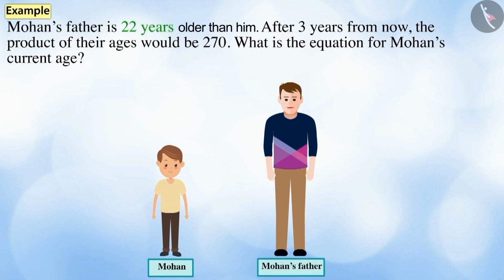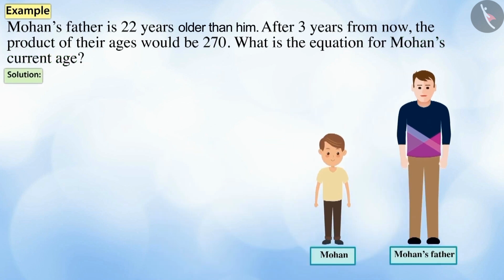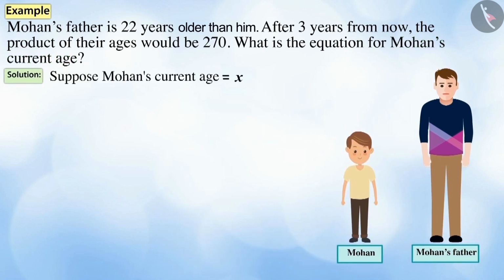Mohan's father is 22 years elder to him. After 3 years from now, the product of their ages would be 270. What would be the equation for Mohan's current age? Let Mohan's current age be x years. Then, his father's age would be x plus 22 years.